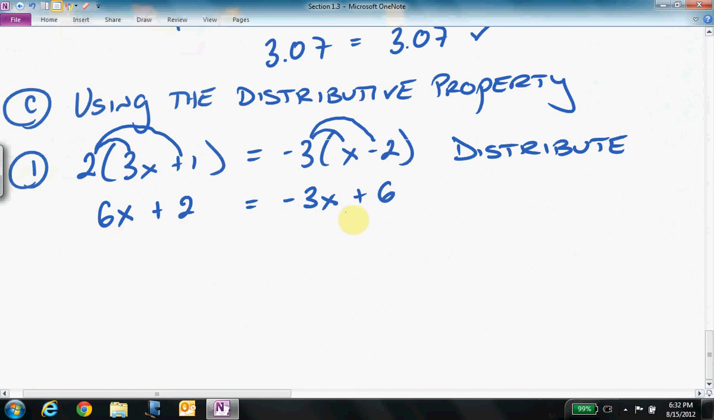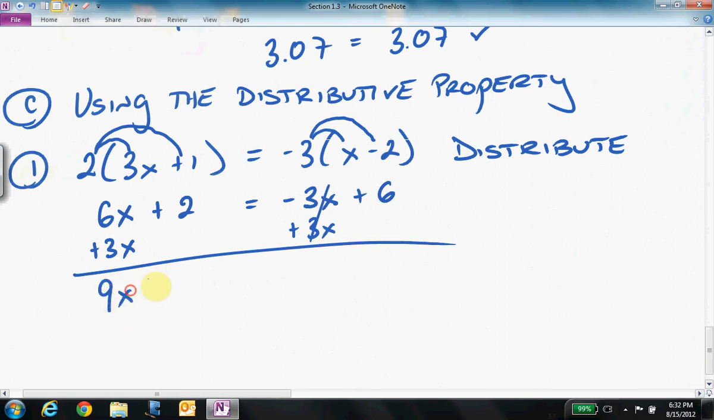And now this just looks like the equations we just solved with variables on both sides of the equation. So you would just follow the same process as we did in section B, or part B of this video. So now I'm going to add 3x to both sides because I want to combine my like terms. So I've got negative 3x plus 3x, that cancels, and I get 9x plus 2 equals 6.